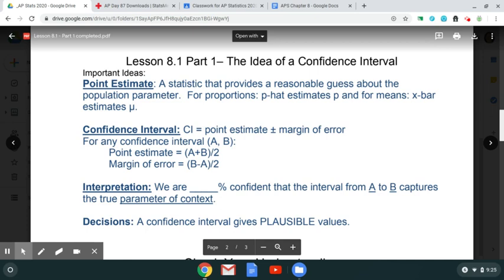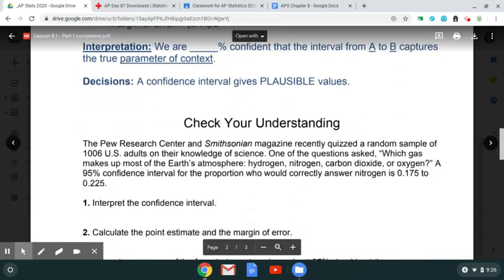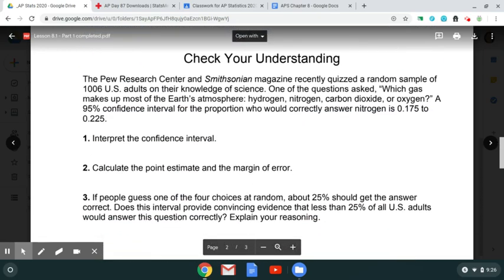And then the caution right beside it says your confidence level, so that's the number you put in your percent, the percent that you're confident, does not tell us the chance that a particular confidence interval captures the population parameter. Instead, the confidence interval gives us a set of plausible values for the parameter. So this is not a percent that represents a probability, and we'll continue to reiterate that through this chapter. I'm going to put up the check your understanding. I would like for you to pause the video and see what you can do with it.